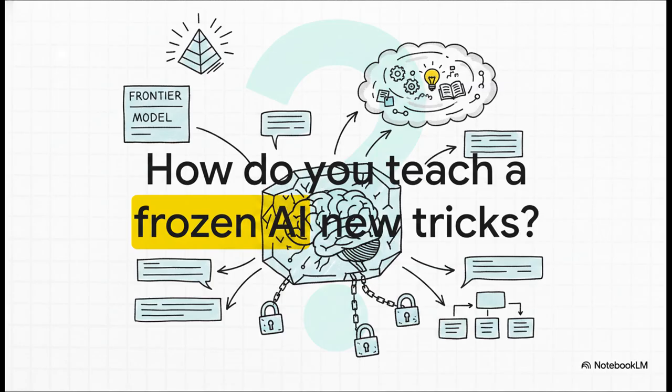So that brings us to the core question, right? How exactly do you teach a frozen AI new tricks? We had these incredible frontier models out in the wild. Think of systems like GPT 5.5 or Claude. But for the vast majority of us using them, their core neural weights are totally frozen. You can't just go in and rewire the brain of the AI, which means if you want them to learn highly specialized, complex procedures, well, it's incredibly difficult.